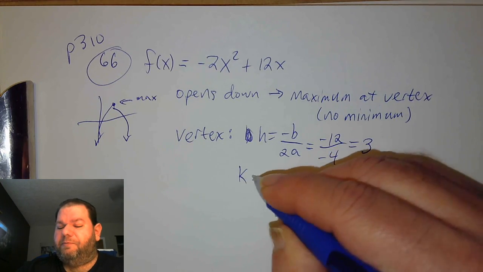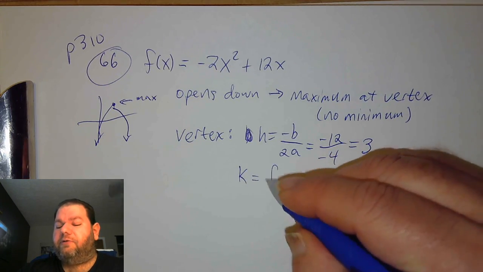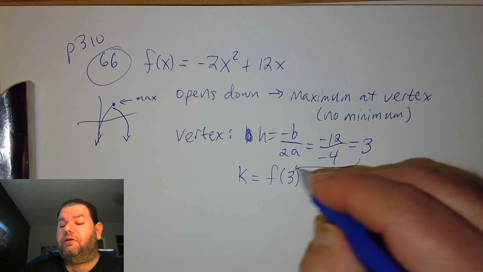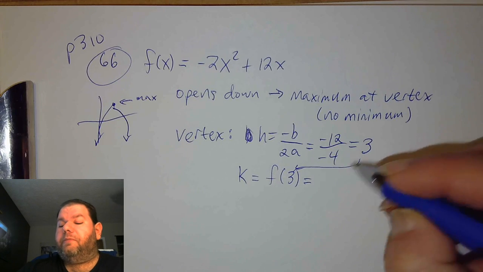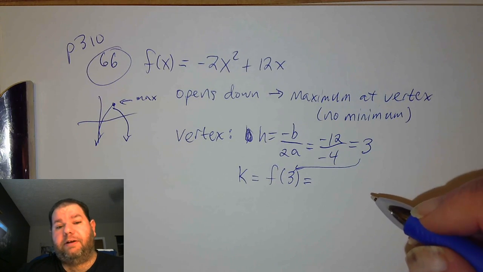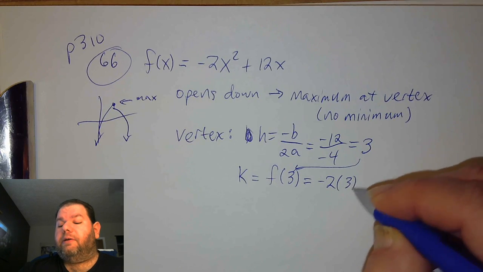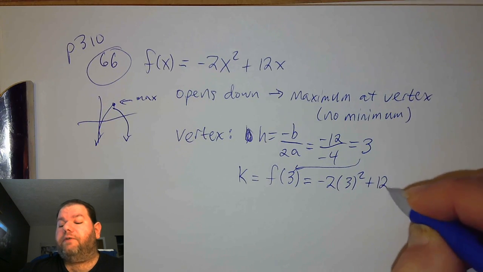Anyway, k is now equal to f of 3. And so we'll take our 3 and we plug it back into the function. So we'll have negative 2 times 3 squared plus 12 times 3.